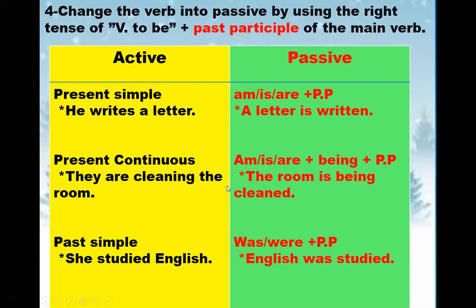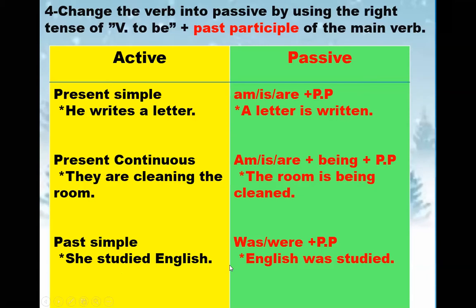If the sentence is in the past continuous, they were cleaning the room. How can we change it? The room was being cleaned. You get verb to be in the past plus being. Okay? What about the past simple? She studied English. English was studied. Why didn't we write here ing? Because we don't have in the sentence ing. We put ing if the sentence has ing.